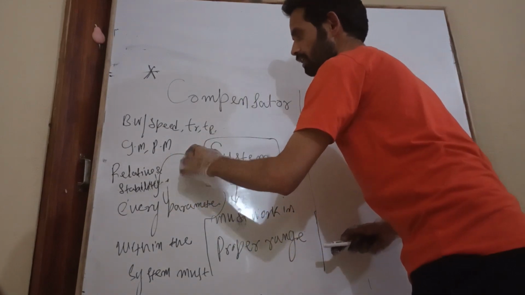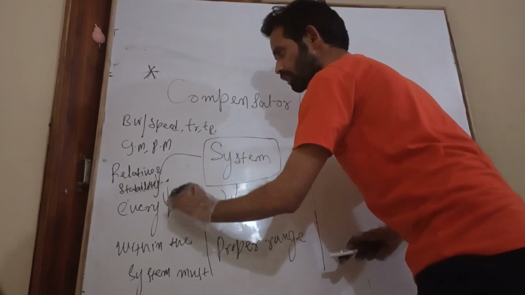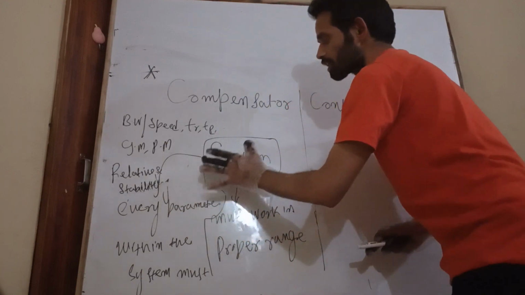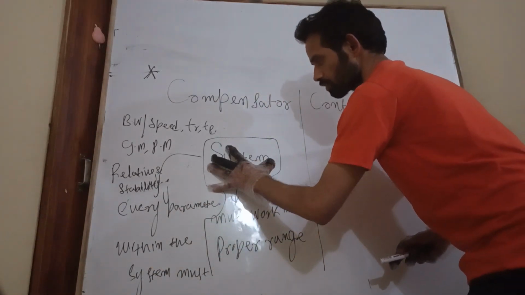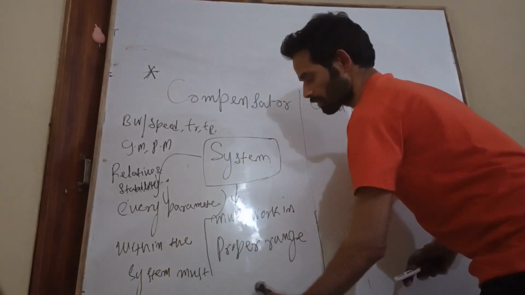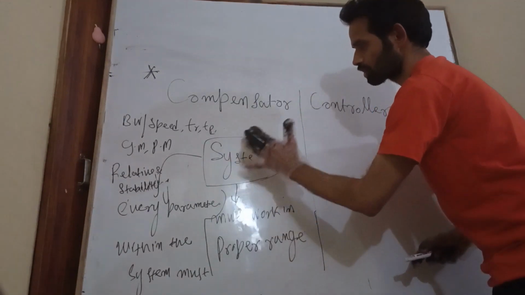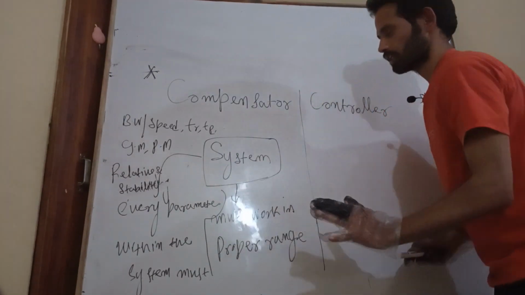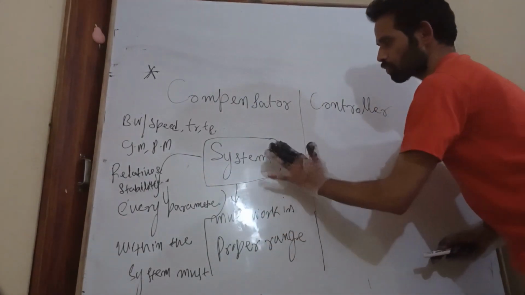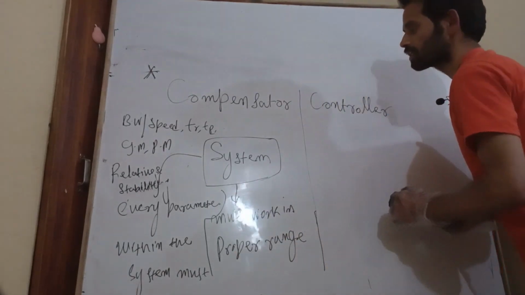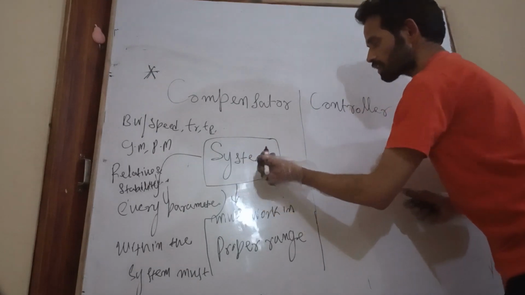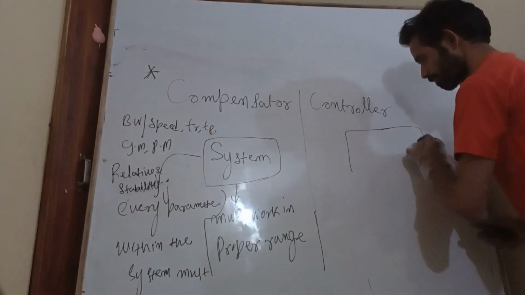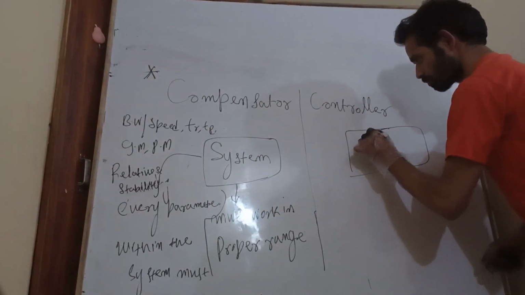The compensator is connected to the system in order to make all the parameters present within the system work in the proper range. Therefore this system will work properly. Once the system is working properly, then the controller will come. Then this is my proper system.